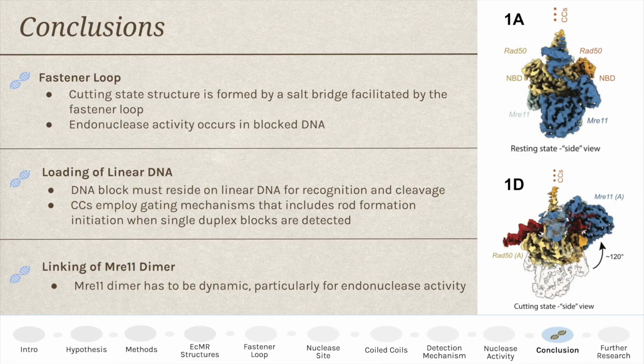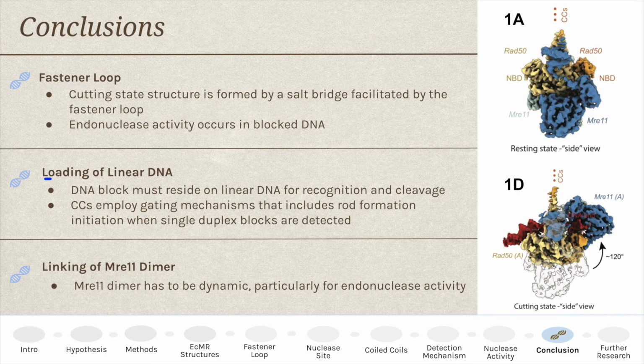And so the analysis of the fastener loops revealed that this stretch of amino acids is critical for initiating the cutting state structure through salt bridge interactions between the phosphoesterase domain of ECMR11 and EC-Rad50. It was also discovered that the endonuclease activity only occurs in blocked DNA, and this is likely because the DNA with free ends can be excised with exonuclease activity alone.